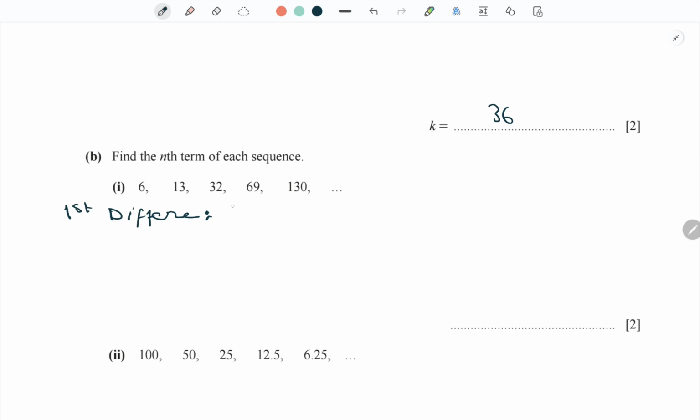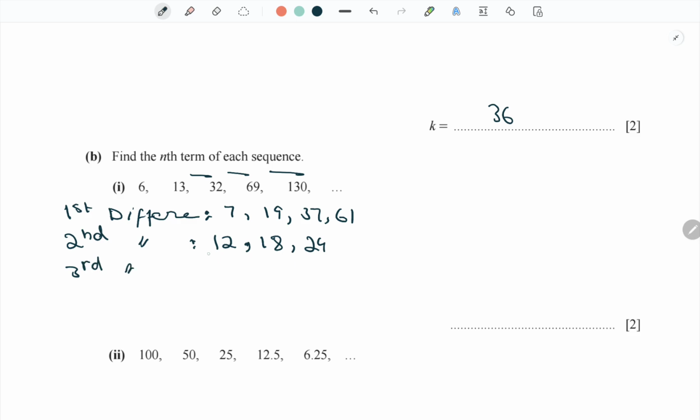So between them we have 7, then between the next two we have 19, then 32 and 69 gives 37, and the next one is 61. Now the second differences: between 7 and 19 we have 12, 19 and 37 we have 18, and 37 and 61 we have 24. Now the third differences: 12 and 18 give 6, and 18 and 24 give 6.